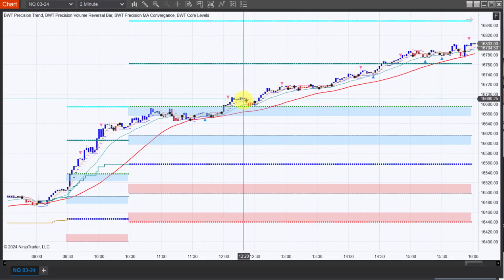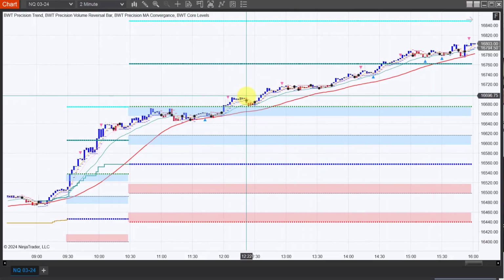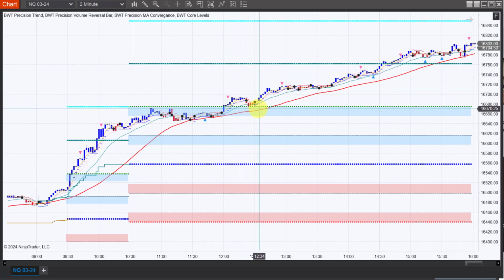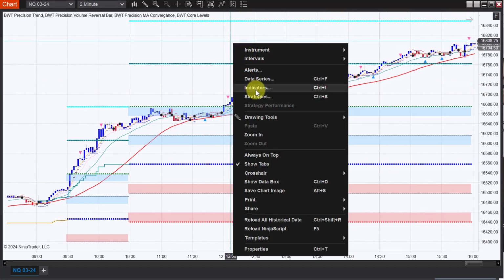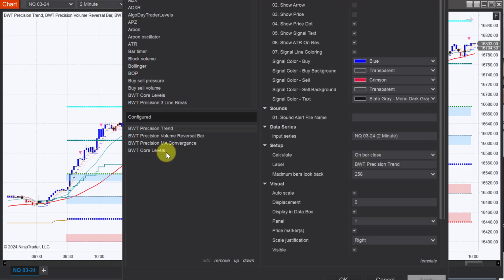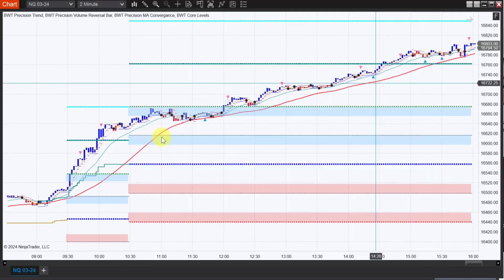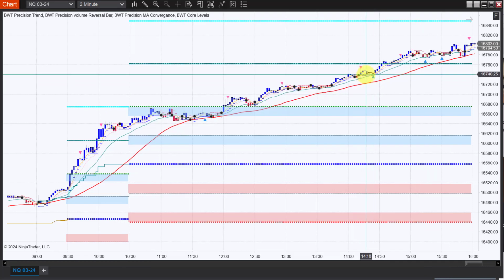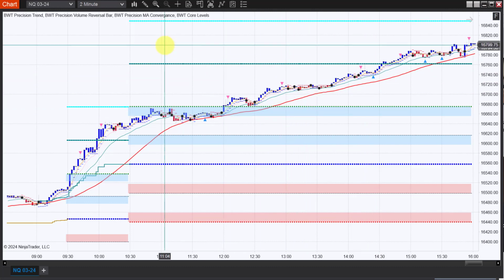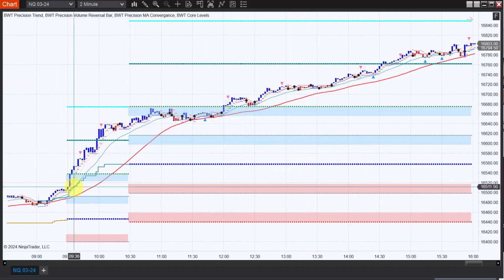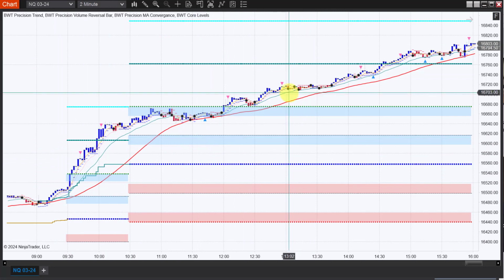Anyway, I will be releasing the levels probably towards the end of this week. I just have a little bit more work to do. By the way, these triangles on the chart are the BWT volume reversal bar. Those give you some pretty good signals sometimes. Again, the levels were just rock solid today.